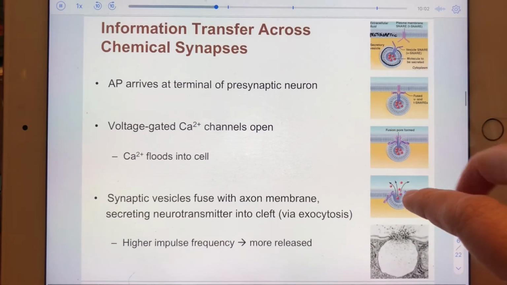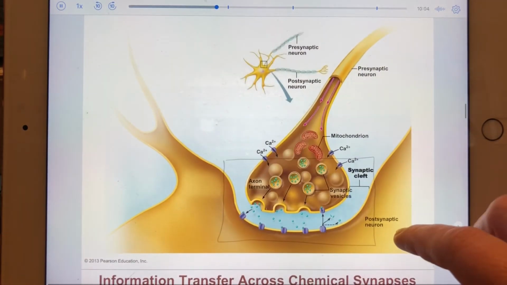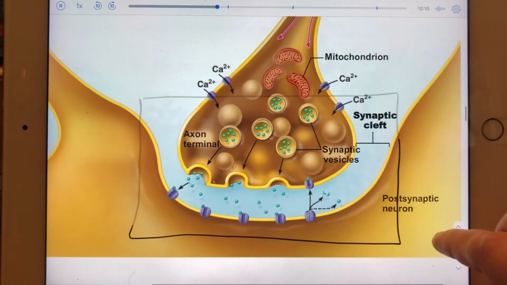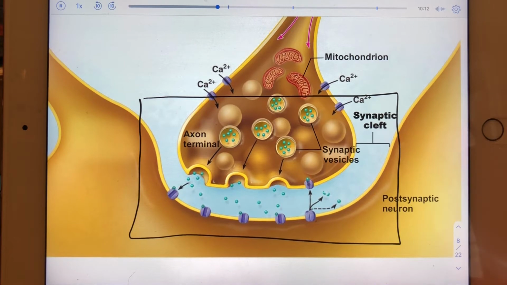Okay, next slide really zooms in on the synapse, okay? And again, the synapse is really this whole shebang, the whole neighborhood. It's not just the cleft. It's not just an axon terminal. It's not just a dendrite or a soma. It's the whole neighborhood, okay? And what we're seeing here are lots and lots of vesicles inside the cytoplasm of the presynaptic neuron. What's inside these vesicles? A neurotransmitter.